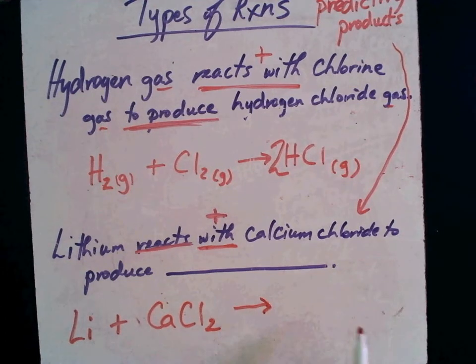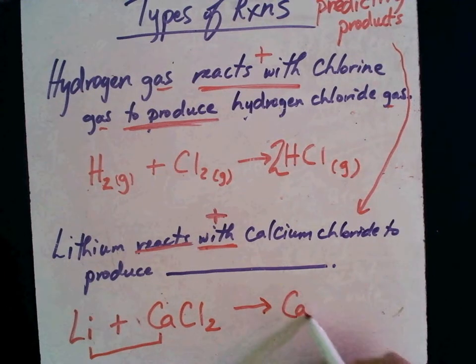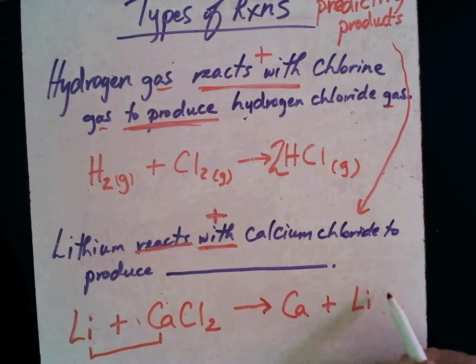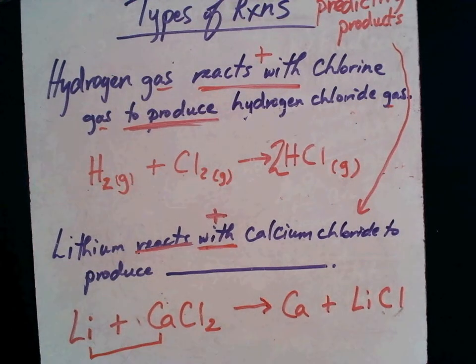But in the last videos, we learned the types of reactions. A single element reacting with a compound is a single replacement. So these guys are going to switch places. Ca is now going to be alone, and Li is going to be with Cl. Now, here's really tricky. You've got to really listen to this.